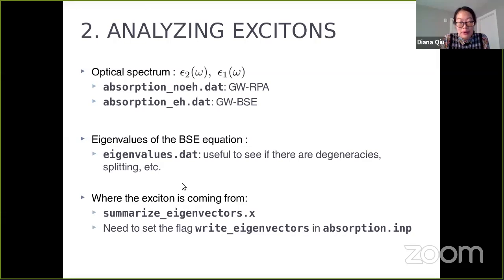So is this exciton composed of bands in a specific region of K-space, and does it come from a specific subset of bands? In order to run summarize_eigenvectors.x, we need to make sure that we print out the eigenvectors of the BSE matrix, which are the exciton wave functions. This is not done by default in the code, because depending on your system size, the number of eigenvectors you have is quite large. But you can tell the code to print them out by including the flag write_eigenvectors in your absorption.inp file.